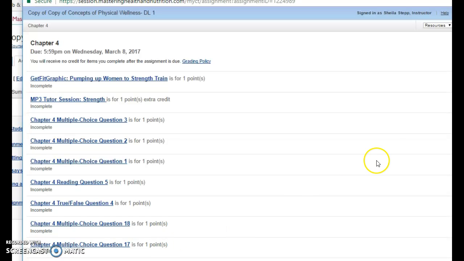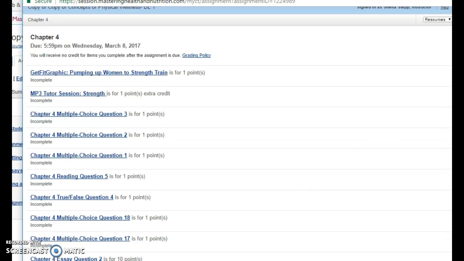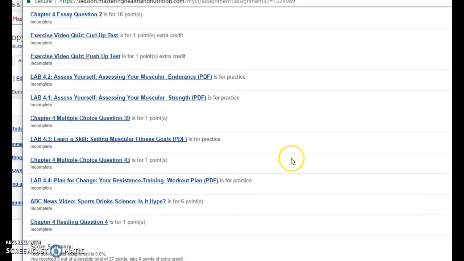I wanted to take some time to show you that in Mastering there are labs. Each one of the labs is here for practice. They are not assigned any points. Lots of people are answering questions or typing in the boxes in the labs for points, and unfortunately, there's not any point value to that. So I'd like for you to save your time and not do those things.